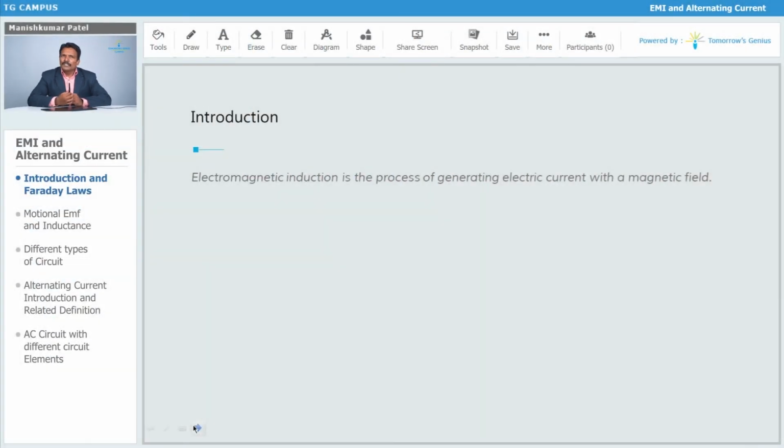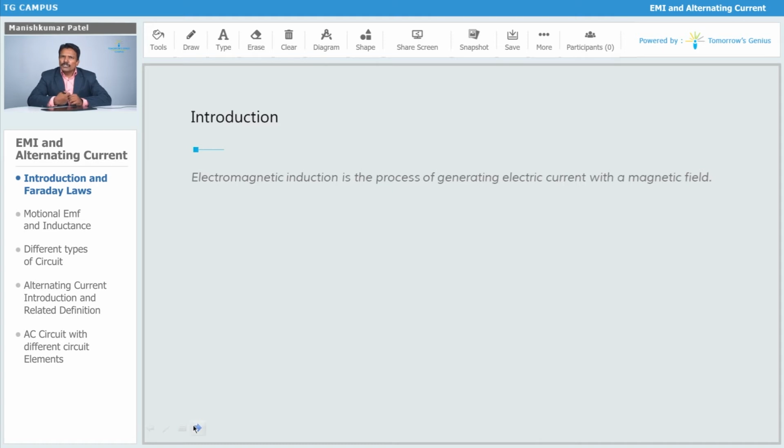That means, can we generate electricity with the help of a magnetic field? So this is nothing but electromagnetic induction. Induction obviously means it is induced. The electromotive force, that is EMF, is induced in a circuit or across the conductor whenever the flux linked with that coil changes. So we can say it is a process of induced EMF because of a change in the magnetic field.